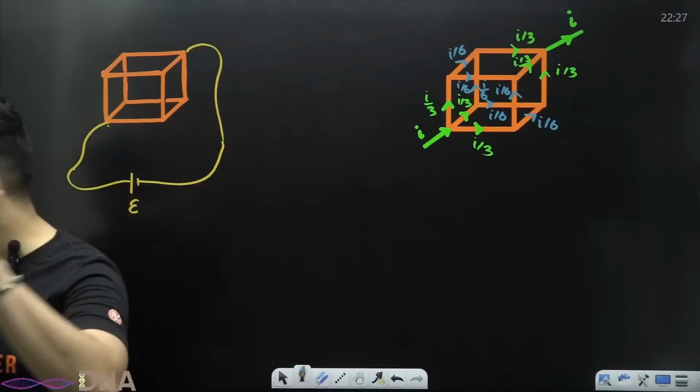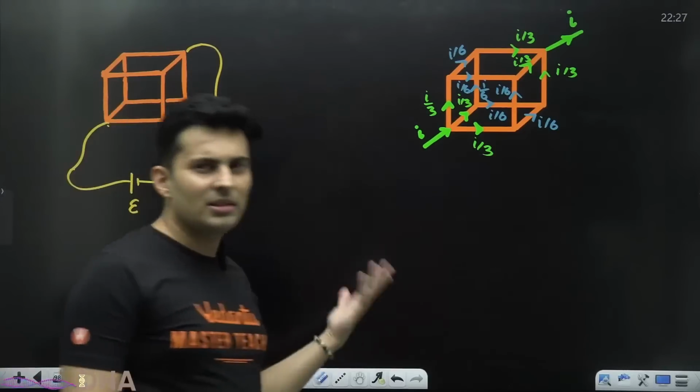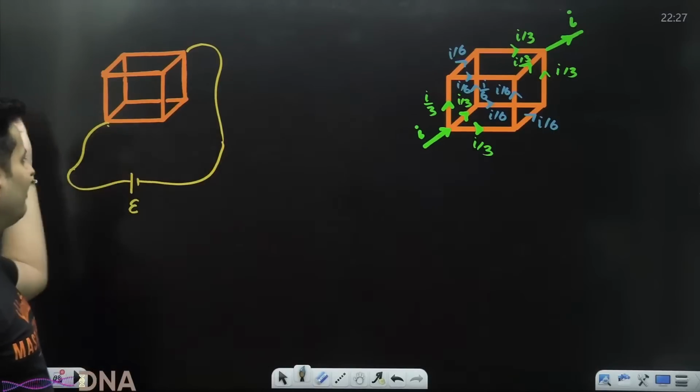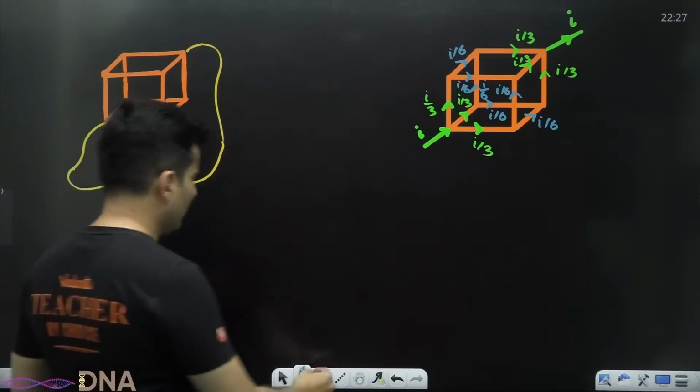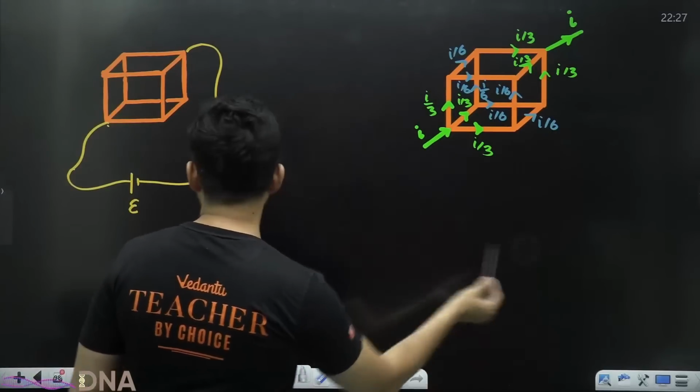I have covered each and every side. Now you're like, okay, sir, you did all this, so what now? I'll say I will apply Kirchhoff's voltage law across the loop. You can choose any loop that you want. I will choose a simple loop.